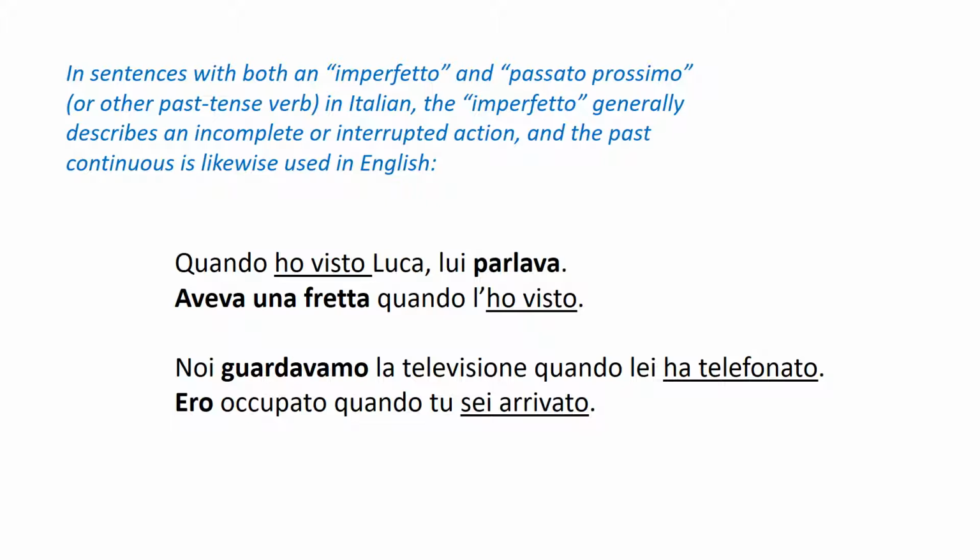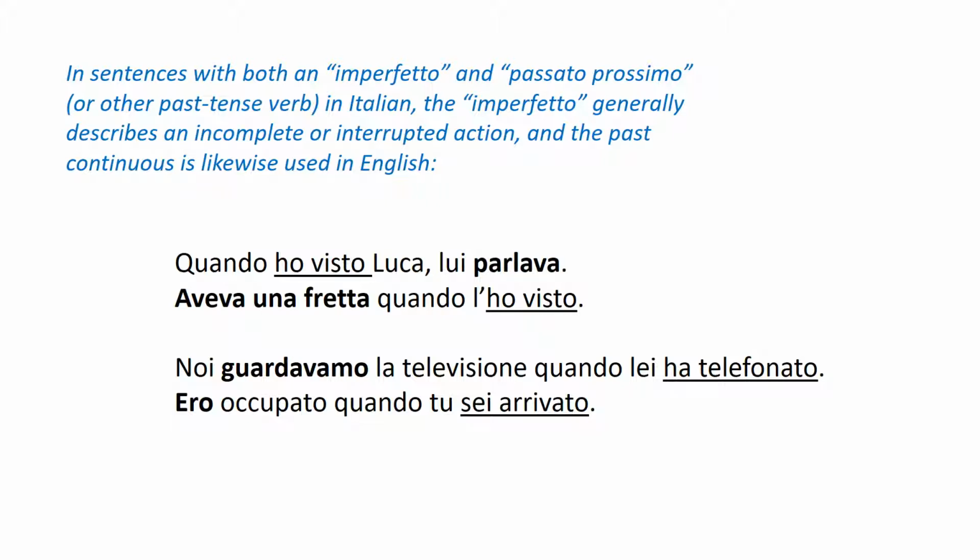In sentences with both an imperfetto and passato prossimo, or other past tense verbs such as the passato remoto in Italian, the imperfetto generally describes an incomplete or interrupted action, and the past continuous is likewise used in English to differentiate between the ongoing and the interrupted. For example, quando ho visto Luca, lui parlava. What was the ongoing action? He was speaking. What was the thing that came along and interrupted that ongoing action? My seeing him. So you'd have to translate it as, When I saw Luca, he was speaking.